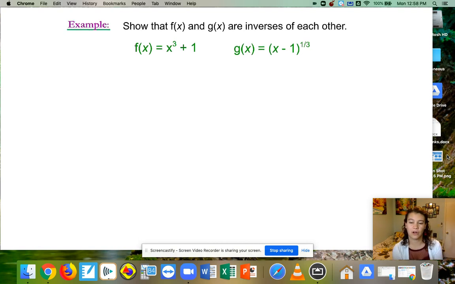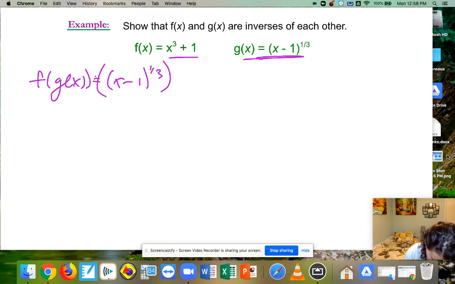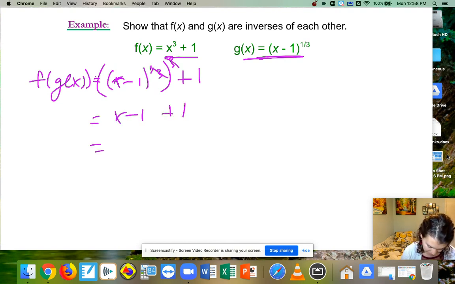Okay, so how can we use that? Here we have two functions, and we want to show that they're inverses of each other. So what we need to do is take the composition both directions and see if we get x. Start by doing f of g of x. That's taking the g function and plugging it into the f function. So you have x minus 1 to the 1/3, all raised to the 3 because of this function, and then plus 1. So these are going to cancel, and then you get x minus 1 plus 1, which equals x.